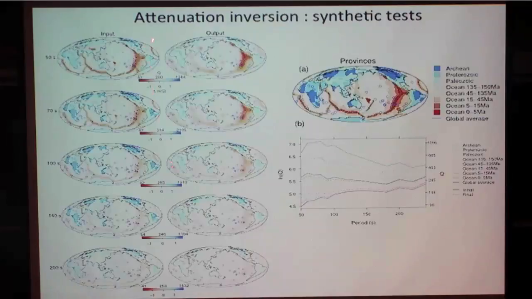So you don't see anything, but basically, if you put a mid-oceanic ridge in the input model, we recover it. The amplitude is very damped, but we recover it very well. We damp it, but we recover it. This is the first thing.